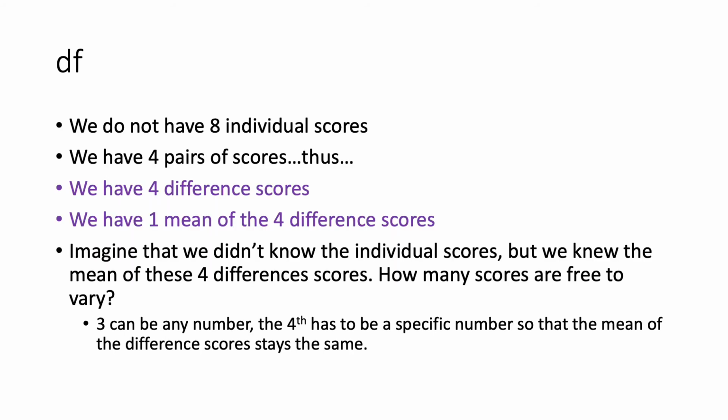Degrees of freedom, you have to remember, we do not have 8 individual scores. We have 4 pairs of scores. Thus, we have 4 different scores. We have 1 mean of the 4 different scores.